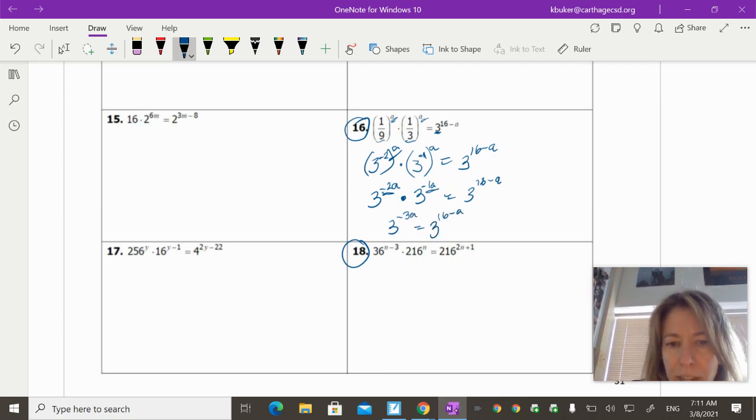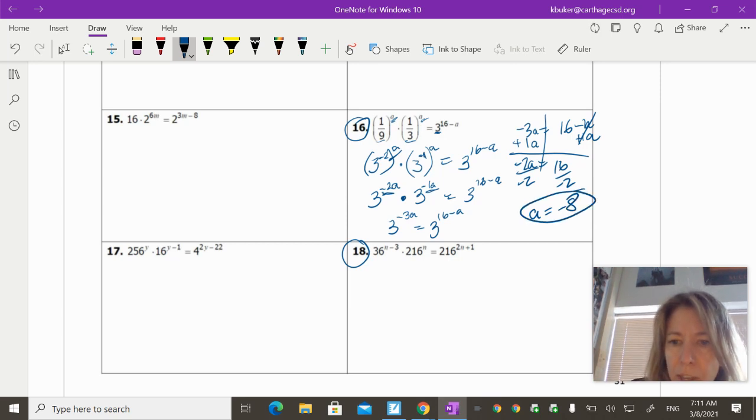All right, at this point, since I have the common bases, then the exponents must be equal to each other. So I'm going to set up my equation. Negative 3a equals 16 minus a. Okay, I'm going to get the a's to the same side. So I'm going to add an a here, or add 1a. Remember, this is the same thing as just adding a plus 1a if you want to put the lead coefficient in, or the coefficient, I should say. And then this gives me negative 2a equals 16, and I divide by negative 2, and I get a equals negative 8.